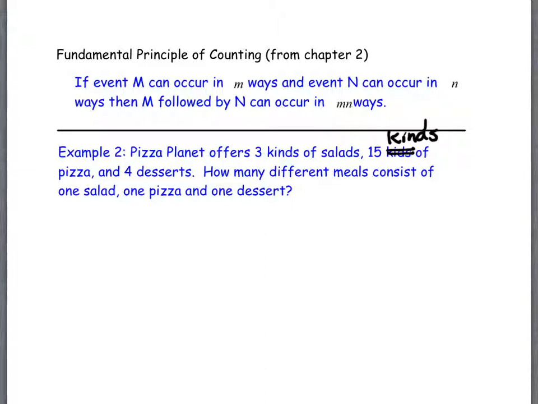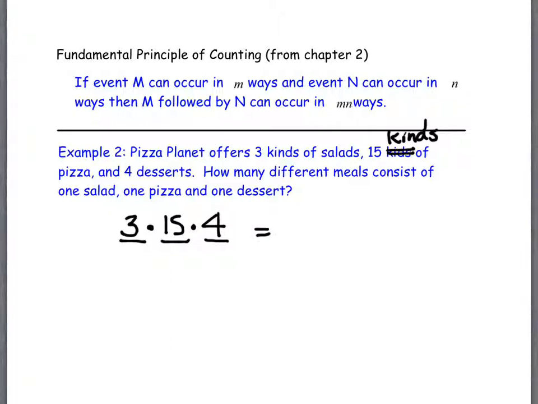So this actually starts to feel a lot like the examples we were doing on the board. We are looking at 3 different things happening. Thing number 1 is we have to choose a kind of salad, and there are 3 choices we can make. Thing number 2 is we have to choose a kind of pizza, and there are 15 kinds of pizzas, so 15 choices there. And then we get to choose a dessert, and there are 4 dessert choices. And just like along our tree diagram branches, we multiply the results. That is the fundamental principle of counting. We multiply the ways different things can happen.